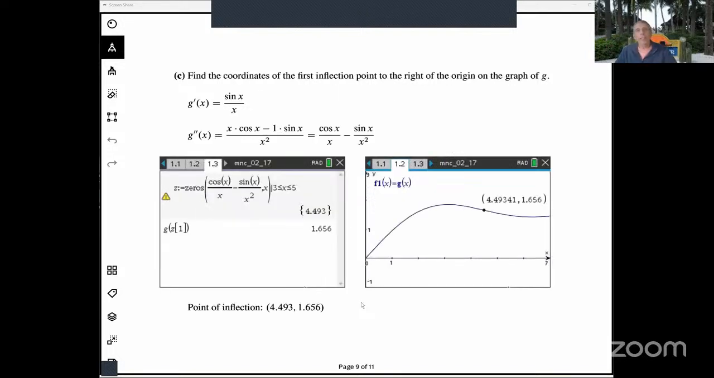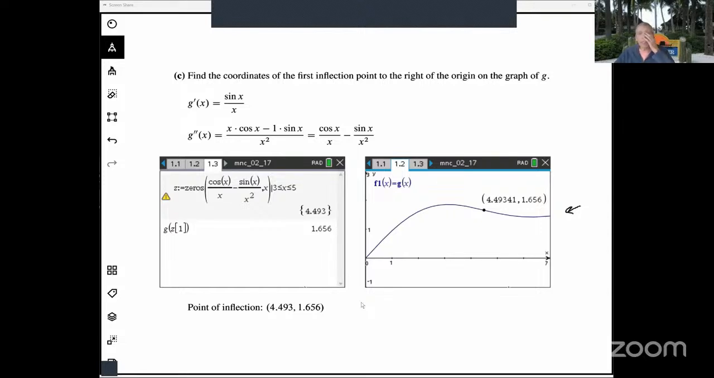Find the coordinates of the first inflection point to the right of the origin on the graph of G. I like this problem because this to me seems like a typical AP calculus free response question on the calculator active portion of the exam. It seems to me as I look at that graph and I reproduce part of it over here on the right-hand side, it seems like there is a change in concavity somewhere between 0 and 7 over there. It sure looks like it. How do I find that?